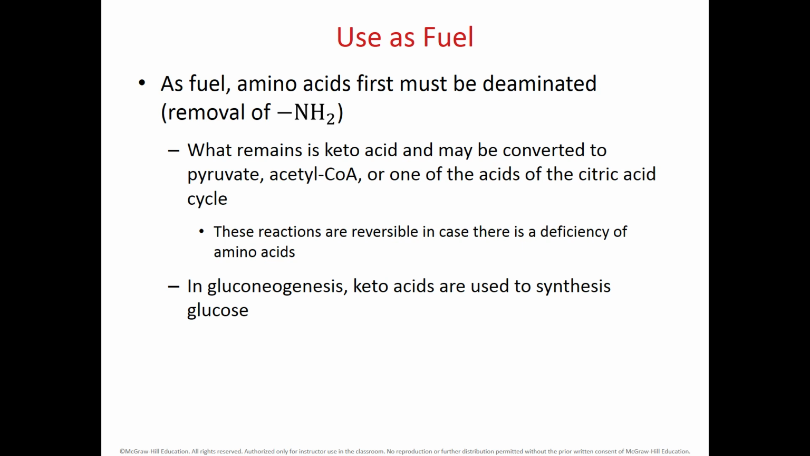So after you remove these amino groups, you have something that is called a keto acid. And this keto acid can have several fates. It can go into make pyruvate, it can go to make acetyl-CoA, or it can be converted into one of the acids that enters into the citric acid cycle. And these reactions are reversible if you have deficiency of certain amino acids. And these keto acids that you form through deamination can enter into gluconeogenesis, so you can form glucose.